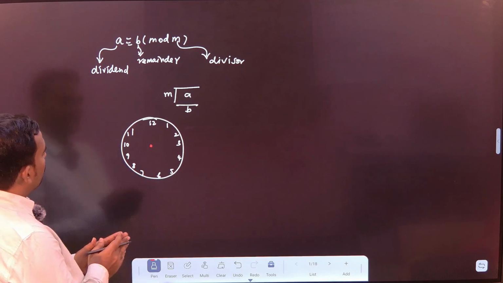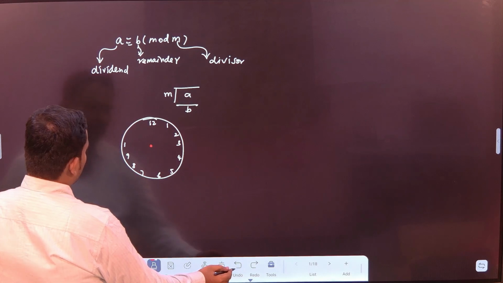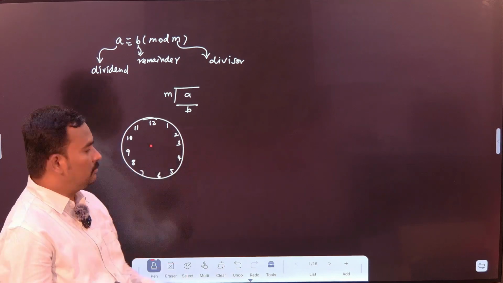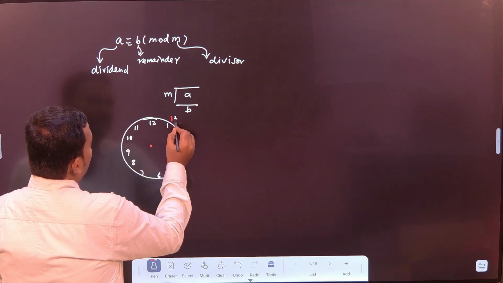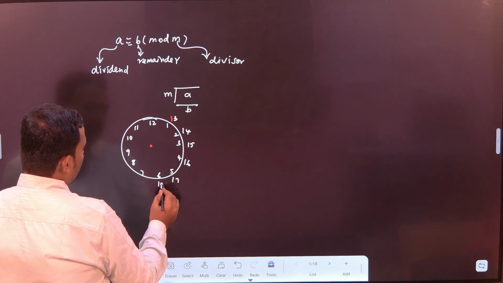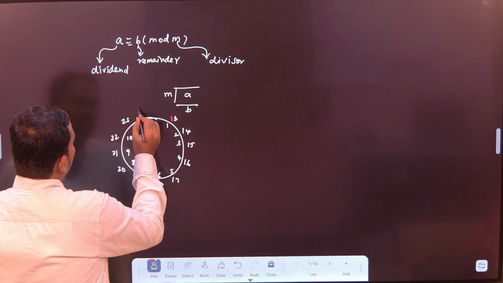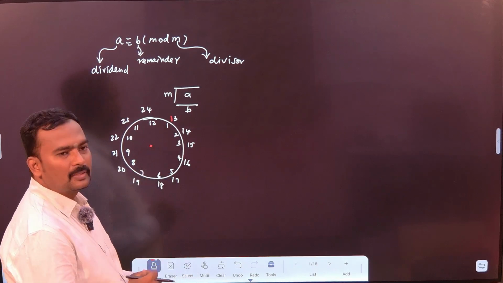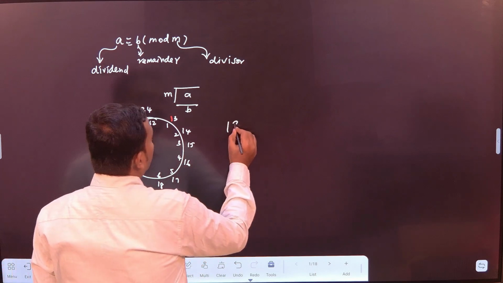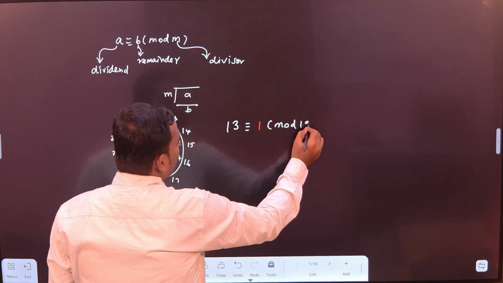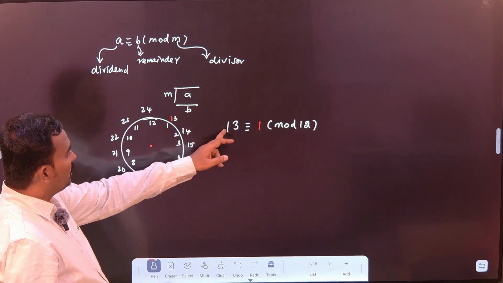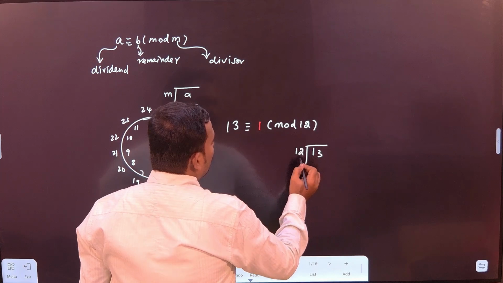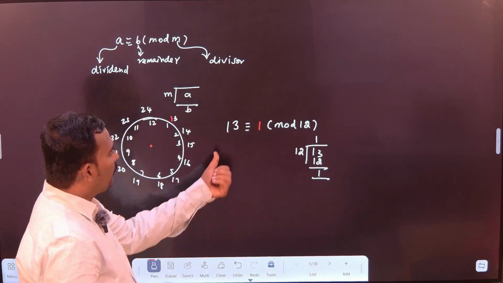Let's take the railway time. Once you see this clock, after 12 they will say 13, 14, 15, up to 24. After 12 o'clock, in the afternoon, you see 13. 13 is congruent to 1, since it is a 12 hour clock. 13 and 1 will be identical. That means when you divide 13 by 12, one time 12, the remainder is 1. That 1 and 13 will be same.